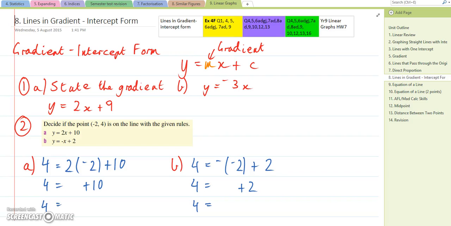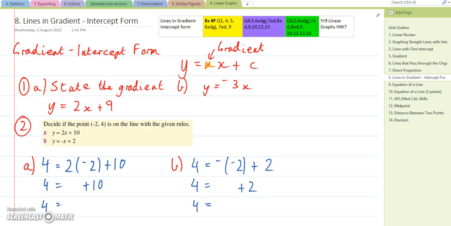Lesson 8, lines in gradient intercept form. We've looked at these a little bit already, so this is in the form y equals mx plus c, where m represents the gradient and c is the y-intercept. So you might get pretty straightforward questions like 1a and b here, where it says state the gradient.